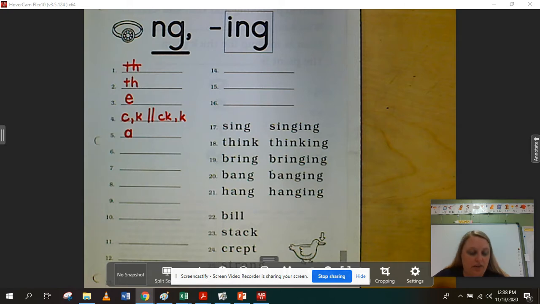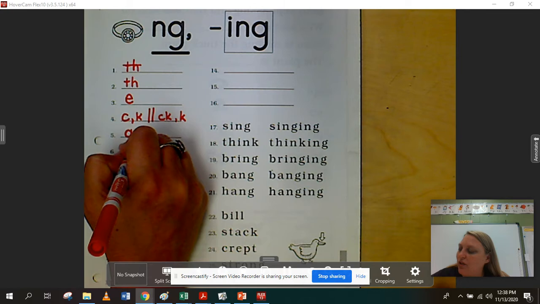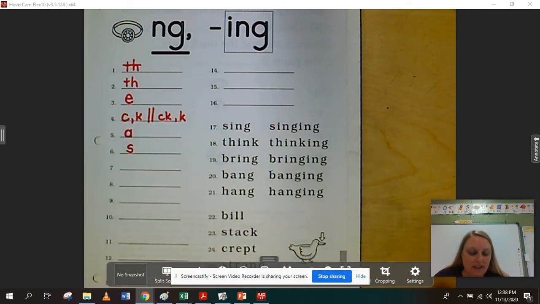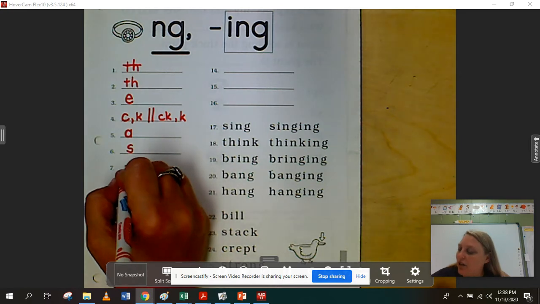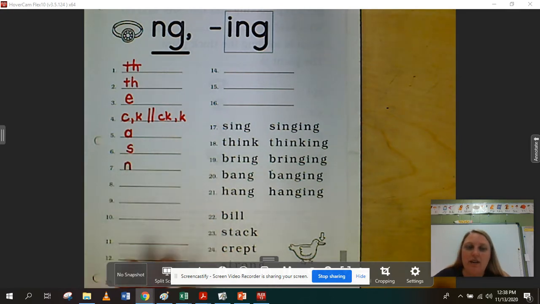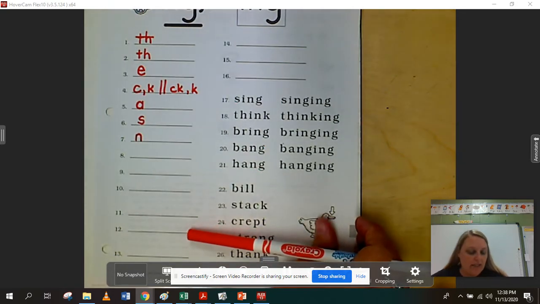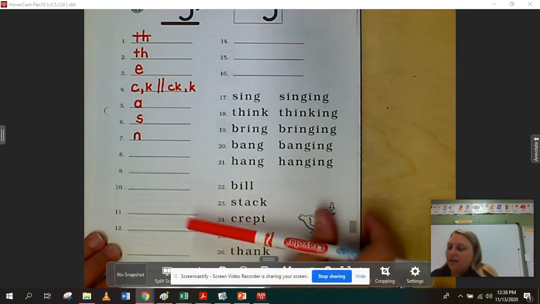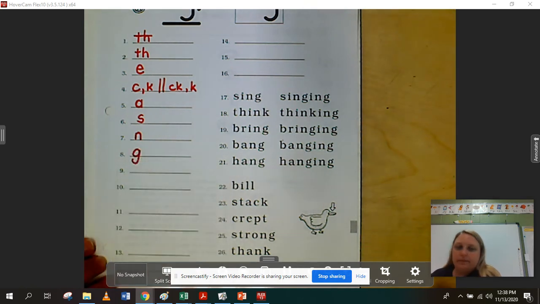All right, let's check those. Number 6 was the final sound in gas. So you should have written an S. Number 7 was the final sound in tan. We need an N, a lowercase n. And number 8 was leg. Make sure your lowercase g is sitting on the line.